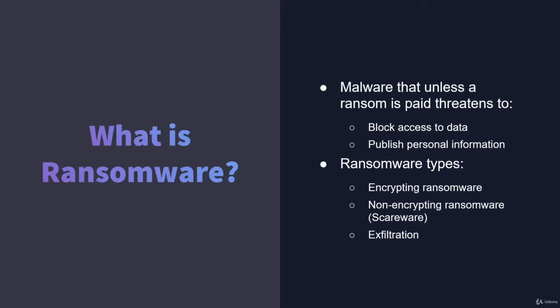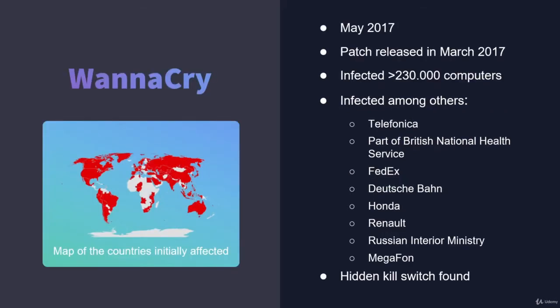Last type is exfiltration or leakware. This type of ransomware threatens to leak online personal data of the victim, such as, for instance, private pictures or private conversations, unless a ransom is paid. However, similar to encrypting ransomware, the victim has no guarantee that the attacker won't leak the data anyway. Let's have a quick look at a concrete example of ransomware.